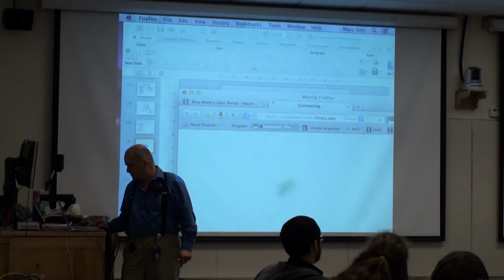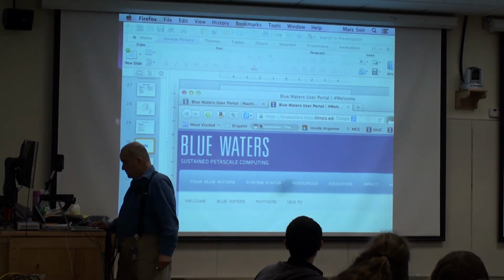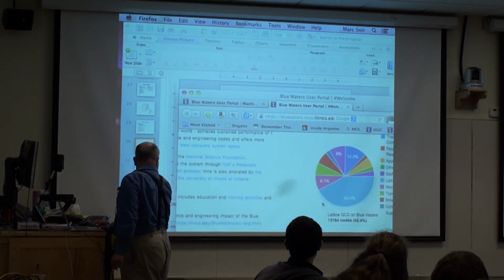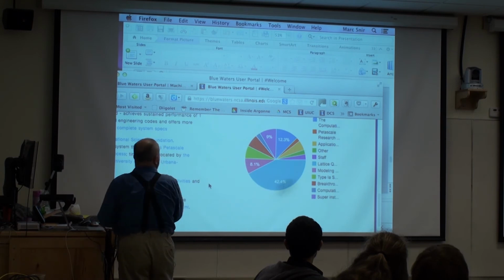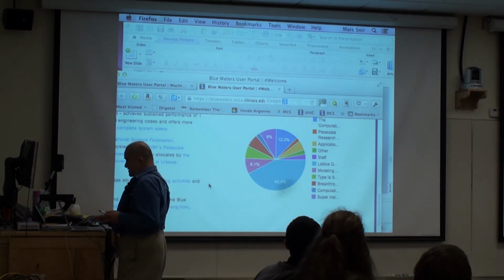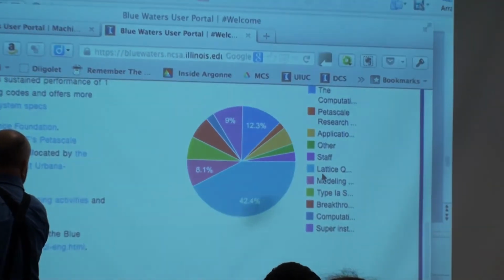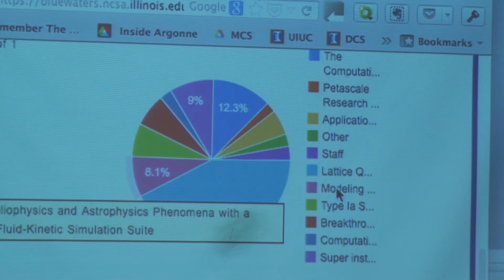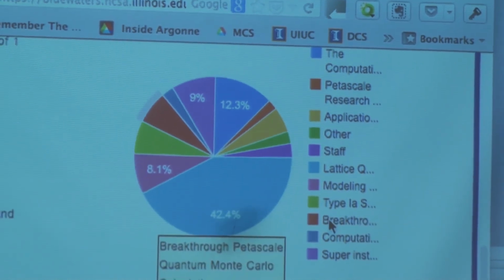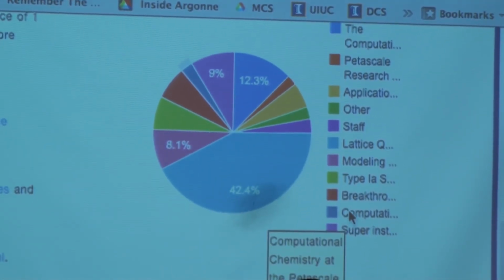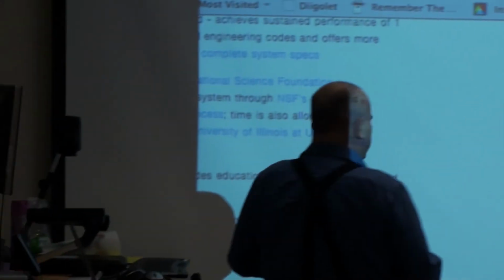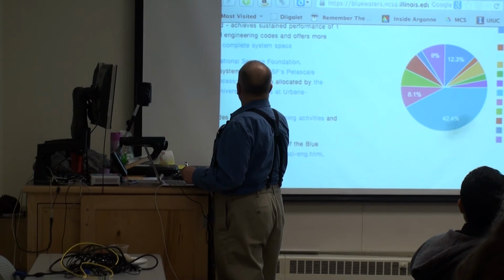Maybe it will work. Oh, here it is. So you see what's running at this point in time. Can I move it a little bit more? So that's what is running. And you can see, if you click, lattice QCD is theoretical physics, astrophysics, heliophysics, supernovas, again physicists, computational chemistry, whatever, computer science. So you can see at any point in time what's happening on Blue Waters. Okay, sorry for this long interruption.